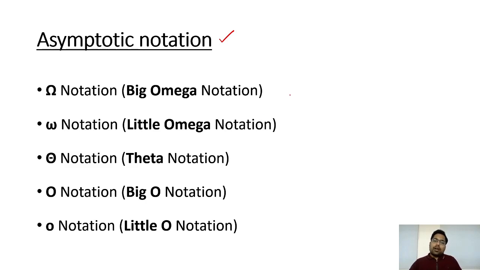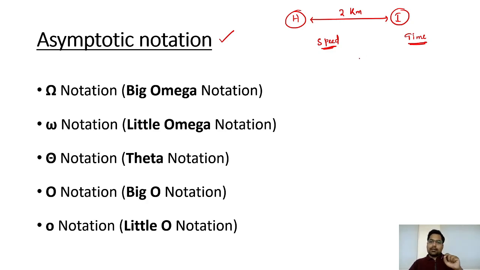Now you can focus. In simple words, I can tell you how to define the cases. Suppose you have a class, your home is on one side and your institute on the other. The distance between your home and the institute is, suppose, 2 kilometers, and based on the speed you can reach within some time. I am writing speed on one side and time on the other side, which will give you the correct idea of when we pick the best case, worst case and average case. Based on that we will define the notations.